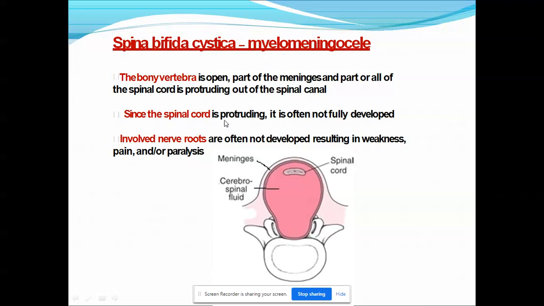So since the spinal cord is protruding, it is often not fully developed. So the spinal cord is protruding out, right, which is not normal for a patient. So the function of the spinal cord will not be proper. Involved nerve roots are often not developed, resulting in weakness, pain, and paralysis. So what kind of signs and symptoms can we see? We can see the weakness, pain, and the paralysis.